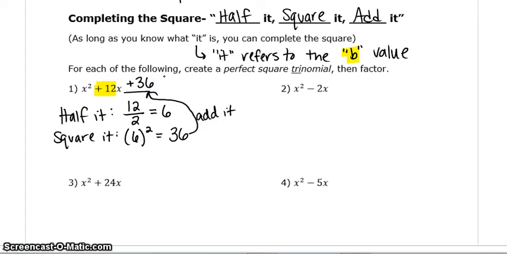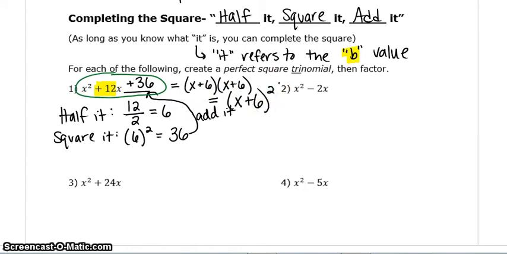Add 36. So what I have just created right here is a perfect square trinomial. If I factor x squared plus 12x plus 36, I can factor it into x plus 6 times x plus 6, which rewritten as a binomial squared is really x plus 6 squared. That's where we're going to stop for this example. What I've just done is I created a perfect square trinomial. That's what I circled over here after we added the 36. And then I factored it. And in factored form, I got x plus 6 squared. So that's the process for completing the square. We half it, square it, add it, and then we need to factor the trinomial that we create.